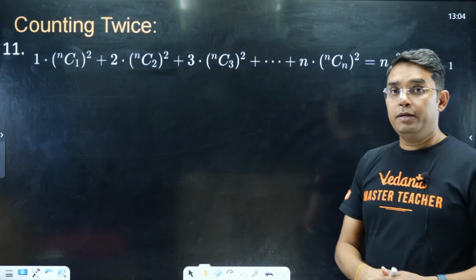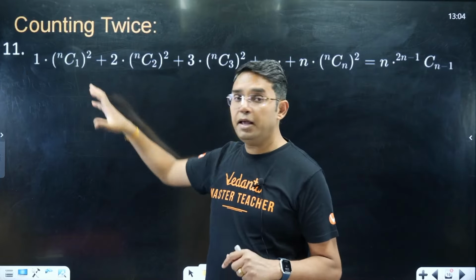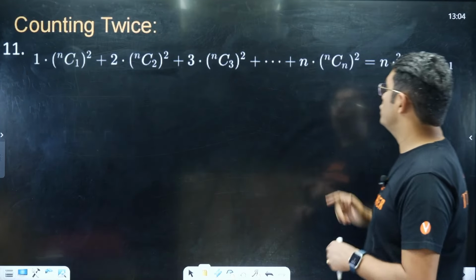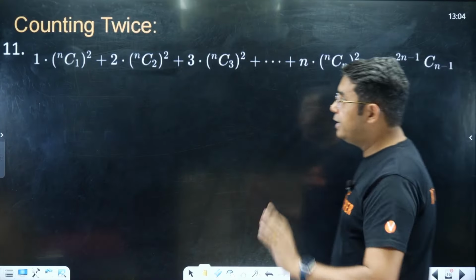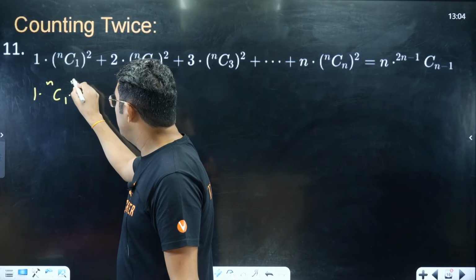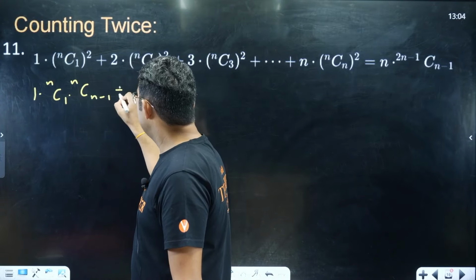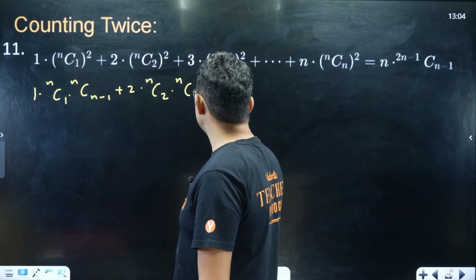Okay, now here you can see this is a combination of the Vandermonde identity, and some numbers 1, 2, 3 and so on are also multiplied here. Now to understand the left hand side first, I can write it as 1 into nC1 nC(n minus 1), then 2 into nC2 nC(n minus 2) and so on.